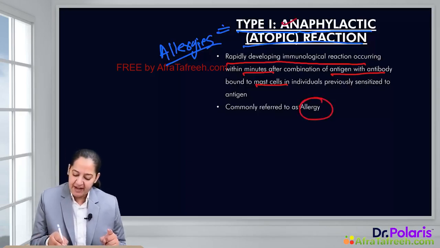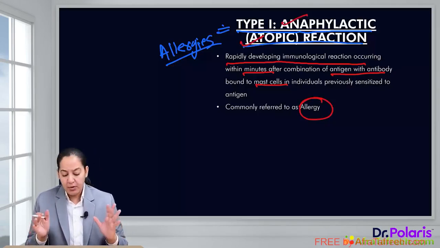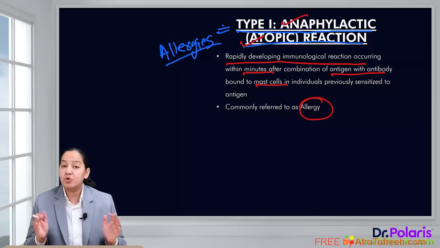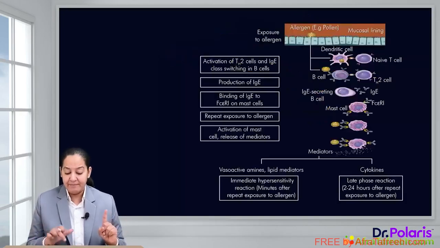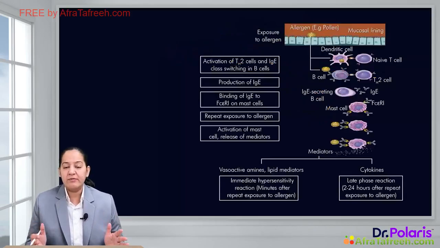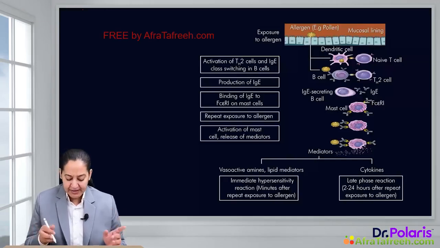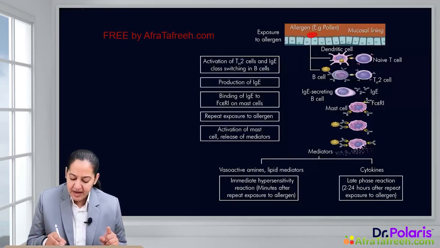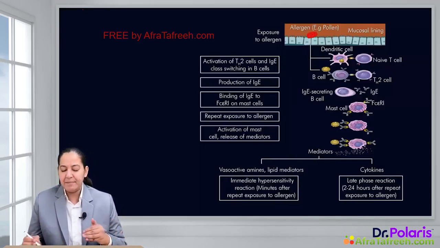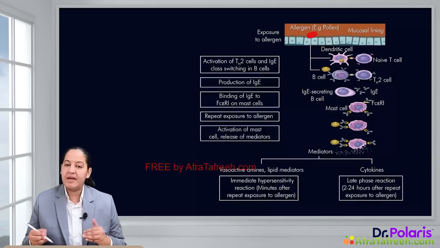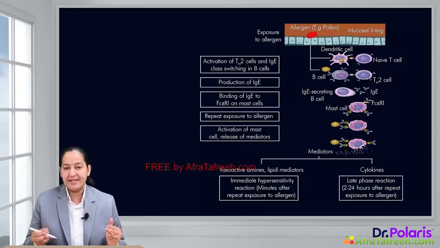And it can be anaphylactic if it is systemic, and it can be atopic if it is localized. So anaphylactic and atopic are the two types of allergy. That is type 1 hypersensitivity. Now in this flow chart, you can see the complete mechanism, the pathogenesis of type 1 hypersensitivity. As soon as the allergen enters the human body, the complete mechanism is shown. So let me explain the mechanism here, then I will draw the mechanism for you.